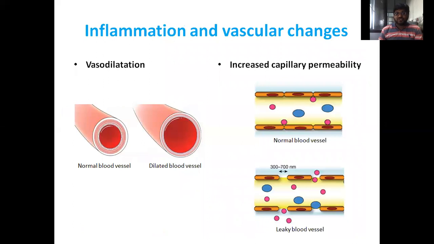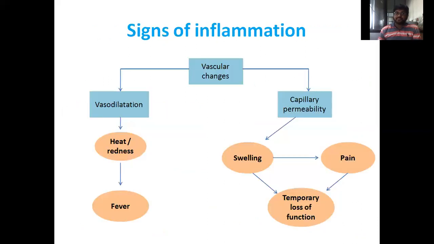So what exactly is inflammation, and what are the vascular changes? Vasodilation of tissues or blood vessels. Here you can see this is the normal blood vessel. By the inflammation, you can see the dilated blood vessels. Increased capillary permeability. This is the normal blood vessel. But by doing inflammation, all types of WBCs rush to that particular site where the inflammation is taking place.